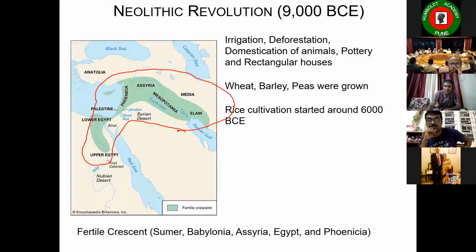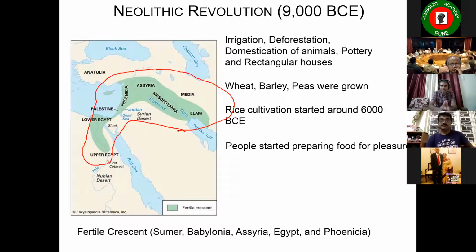Rice cultivation started about 6,000 years ago. Until that time, food was a necessity. When they were hunters and gatherers, it was uncertain. Once agriculture starts, there is a certain amount of surety that you get food.